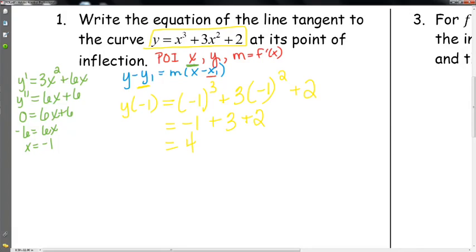And so now let's find our slope. To find our slope, we have to go back to our first derivative and plug in our point of inflection.